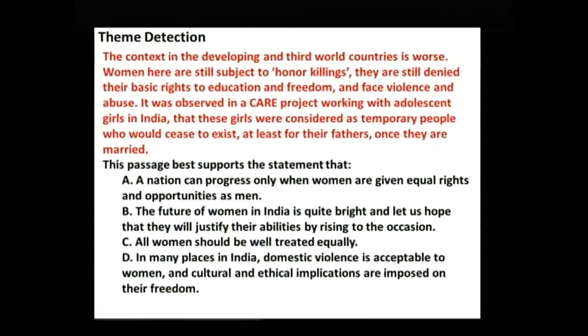It was observed in a CARE project, CARE, that's an organization working with adolescent girls. Adolescent means young teenager girls. That these girls are considered as temporary people who would cease to exist, means they will not exist anymore. Cease to exist means it will end. Basically it says their fathers believe that these girls will not exist once they are married.